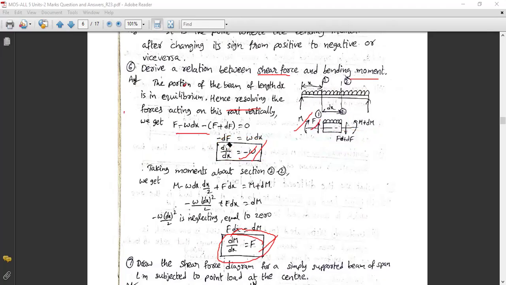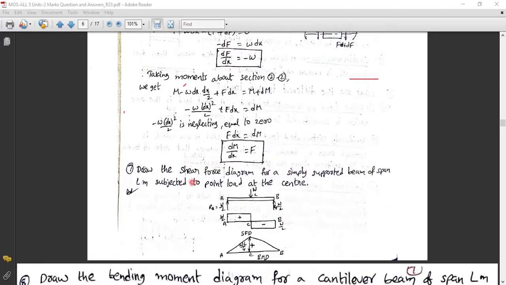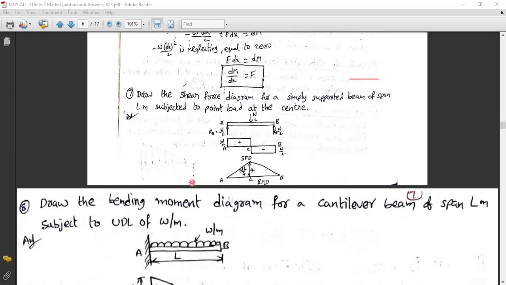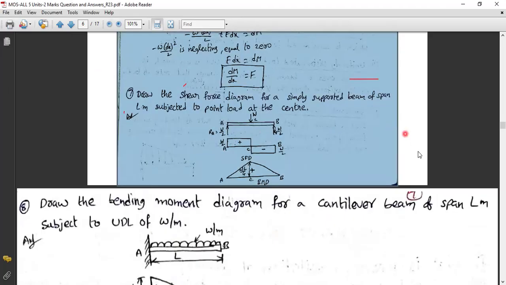So I hope you have understood this explanation. This is very important for 2 marks questions in this unit. Hope you understand. So I am taking the next question, that is the seventh question. This one. What is happening here?